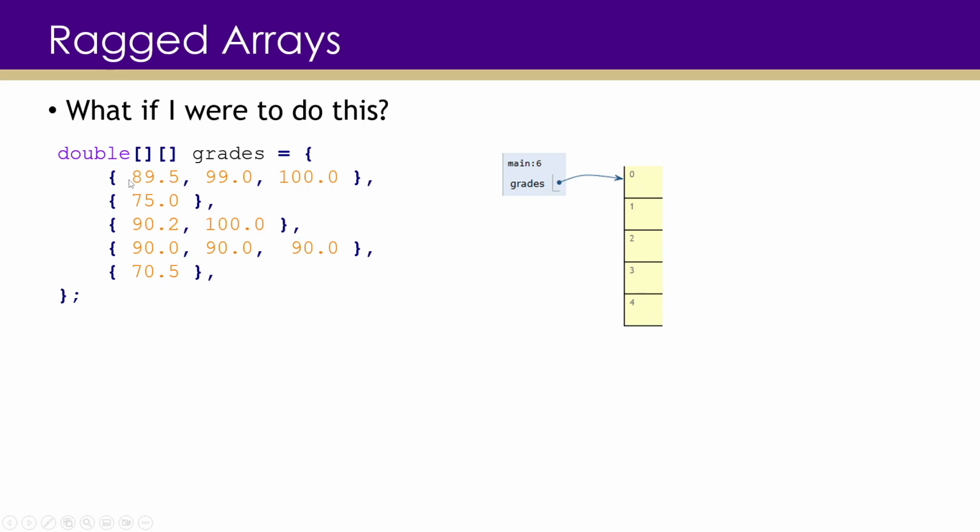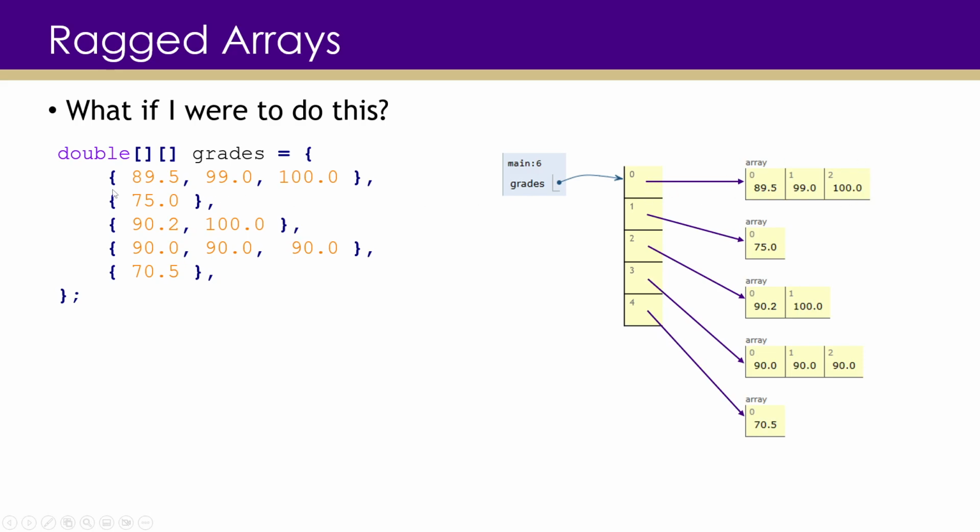In this case, the array pointed to by 0 is 89.5, 99.0, 100.0, this one. Right? The array pointed to by index 1 is the second one, and so forth, right? 5 arrays of different lengths that are all pointed to by this big old grades. And so this means we can do some crazy things just because 2D arrays are just arrays of arrays. So we can do something like this. Let's say grades index 0 gets assigned the value of grades index 1. Well, what's going to happen?